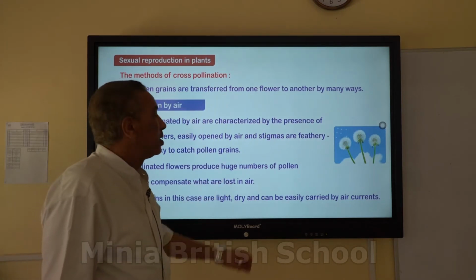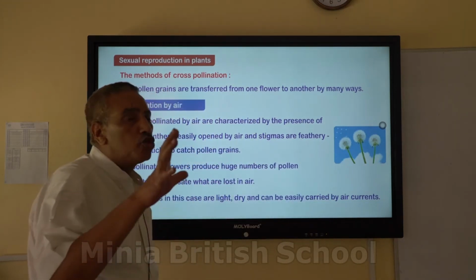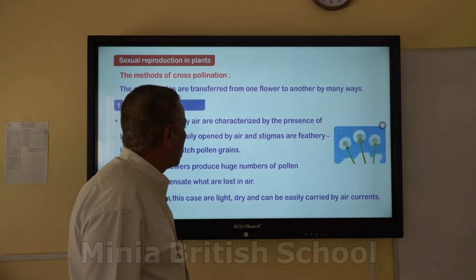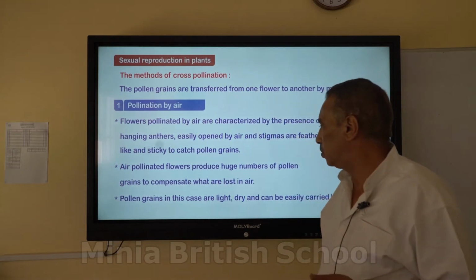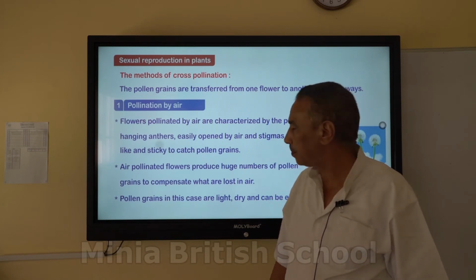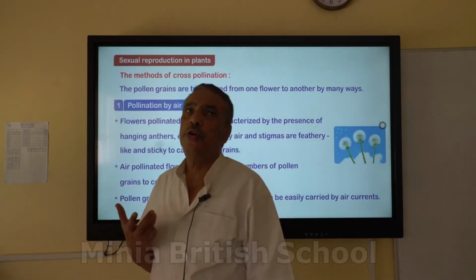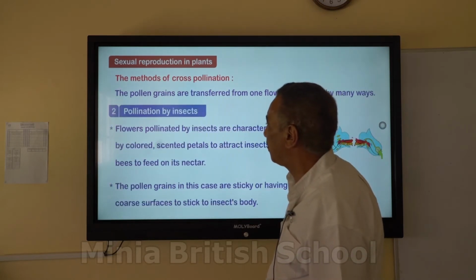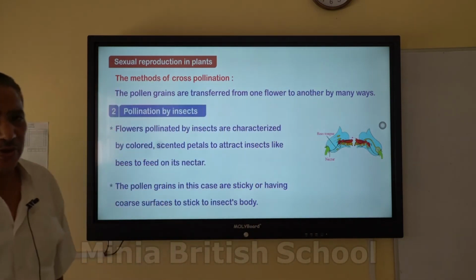In this case, the stigma must be feathery and sticky, just to catch the pollen grain spread in the air. An air-pollinated flower will produce a huge number of pollen grains to compensate for what will be lost in the air. And the pollen grain must be light to be easier to carry by the air. This is the pollination by the air.